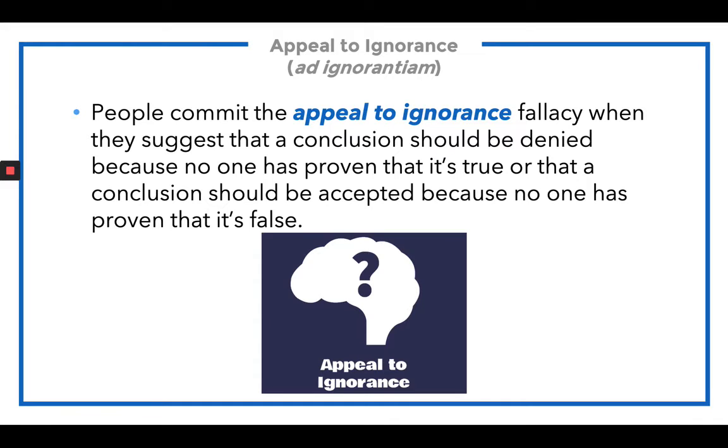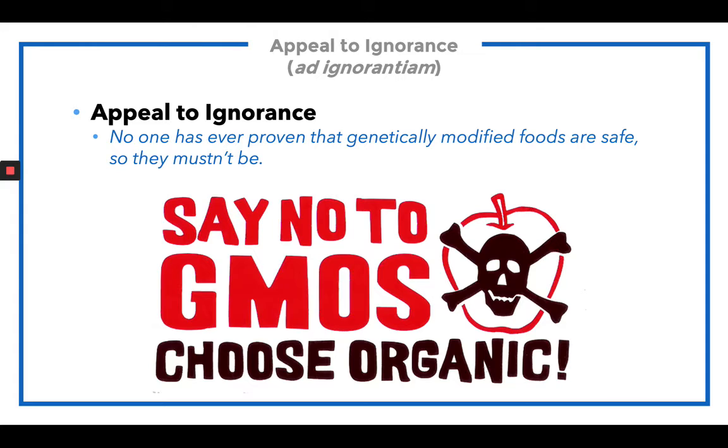The next fallacy we'll look at is the appeal to ignorance. People commit this fallacy when they suggest that a conclusion should be denied because no one's proven that it's true, or that a conclusion should be accepted because no one's proven that it's false. Here's an example. No one's ever proven that genetically modified foods are safe, so they mustn't be. Here someone's arguing maybe that you should choose organic foods, and the evidence for that is that no one's ever proven that genetically modified foods are safe. Let's take a closer look at this argument to see how we might translate it into a valid argument structure.